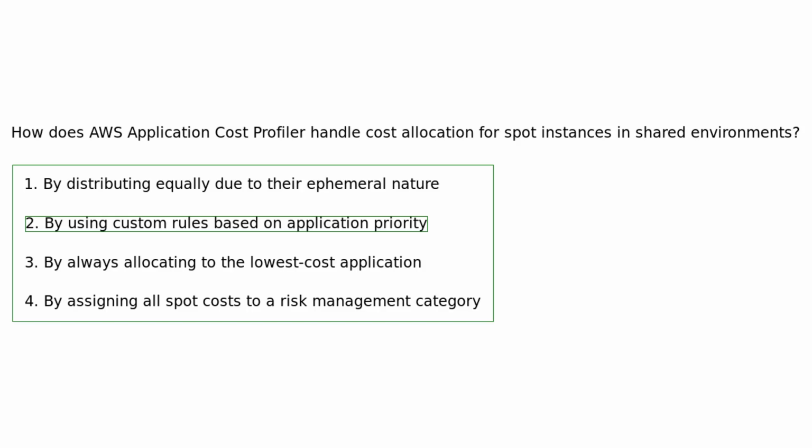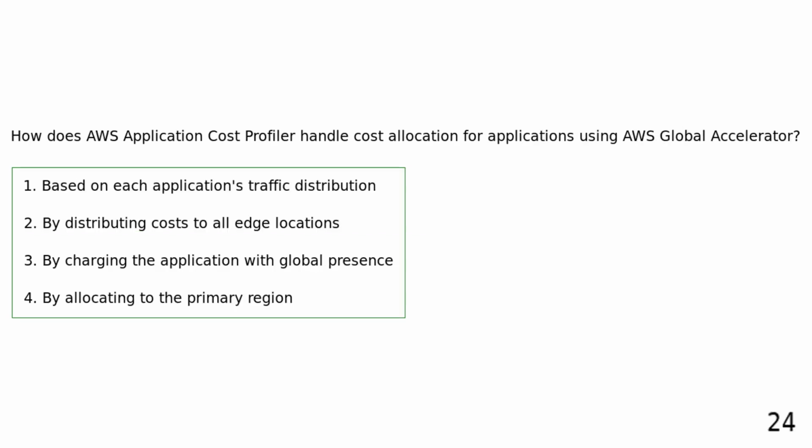In shared environments, AWS Application Cost Profiler can use custom rules to allocate spot instance costs based on application priority or criticality, reflecting each application's risk tolerance. How does AWS Application Cost Profiler handle cost allocation for applications using AWS Global Accelerator?